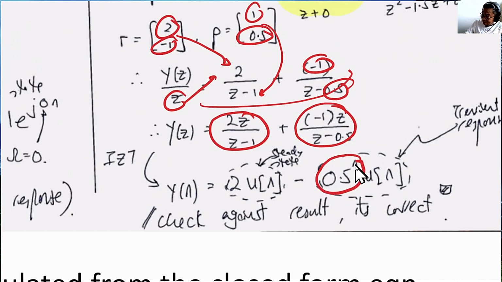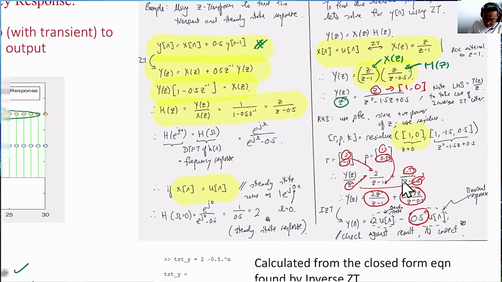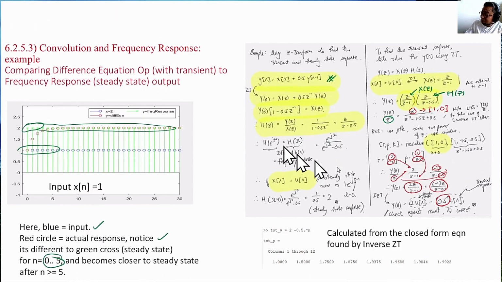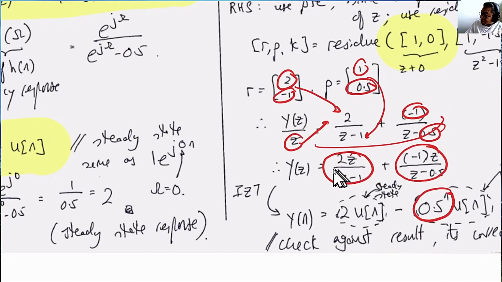So you realize that after n goes to about 5 or 10 steps, this 0.5 to the power of 10 becomes very small, and y of n simply becomes the steady state response. So this is the steady state response, this is the transient response, and you see that we have used this example to figure out how to use the Z transform to get the equation for the steady state and transient. But if we are only interested in the steady state, then we could have used the frequency response approach directly. That's all. Thank you.